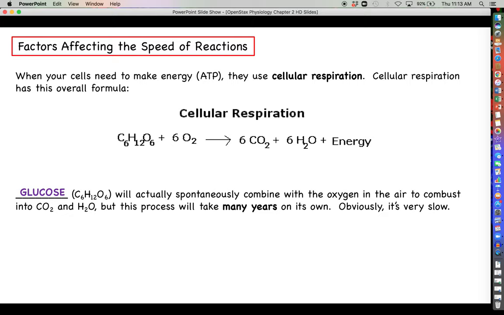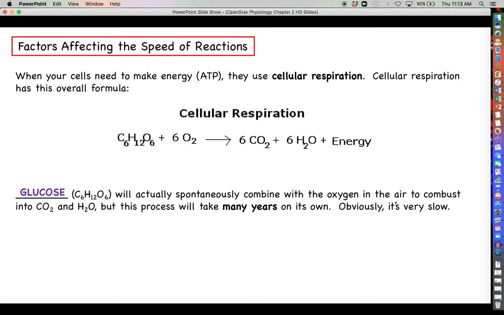One thing I could do right now, sitting in my office at TCC, is walk out my door, go down to the chemical storage closet, grab a bottle of glucose, and empty the whole thing on top of my desk. Now I've got all this glucose, surrounded by the oxygen in the air. So we have both of the reactants necessary for cellular respiration to occur, at least according to this formula.